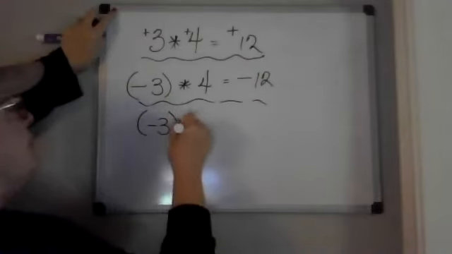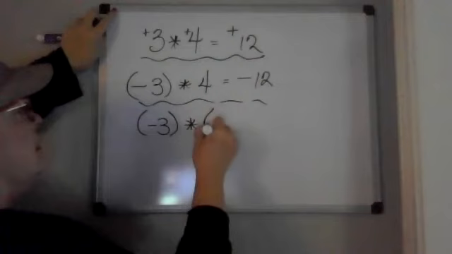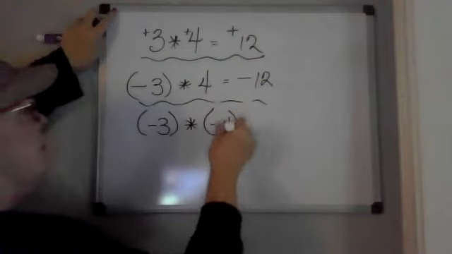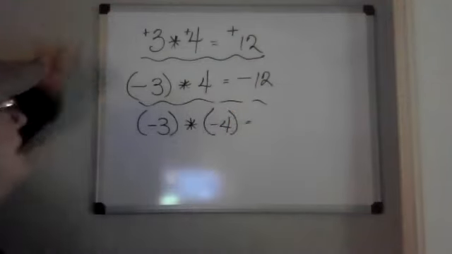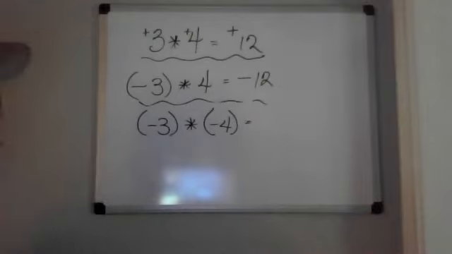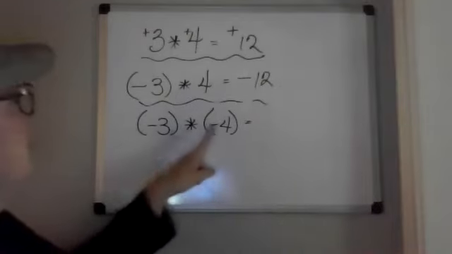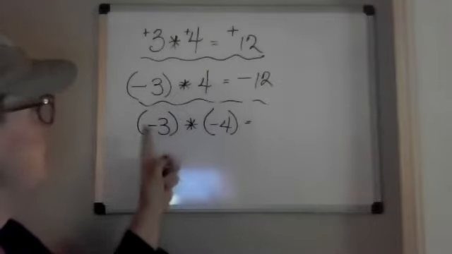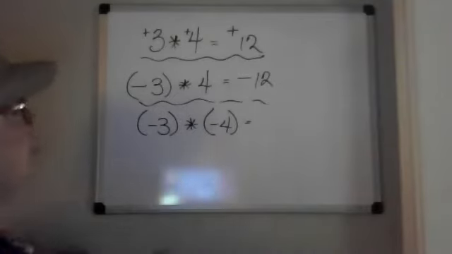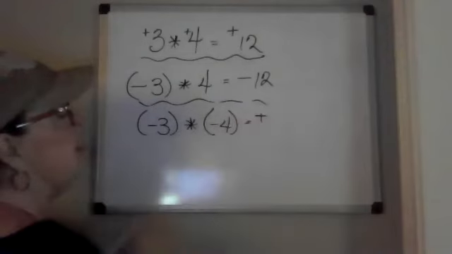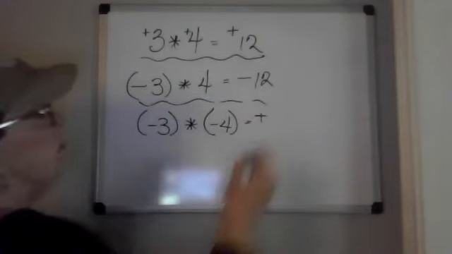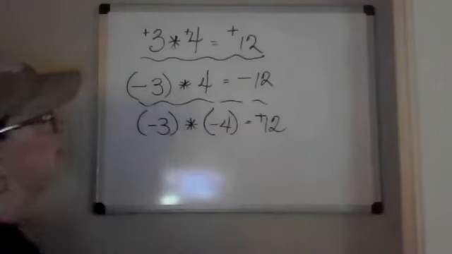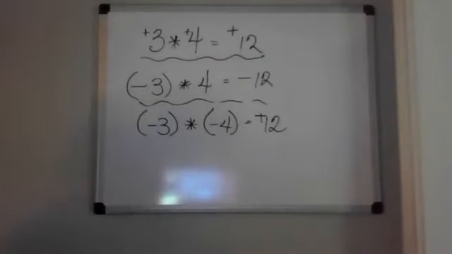What if I have a negative 3 times a negative 4? Then I decide on the sign first. I have an even number of negatives because I have 2 negatives. That's even, 1, 2. So I know already my answer is going to be positive, then multiply. Do y'all see?